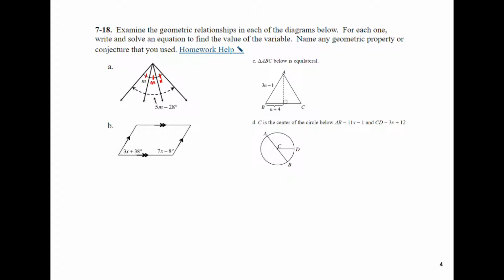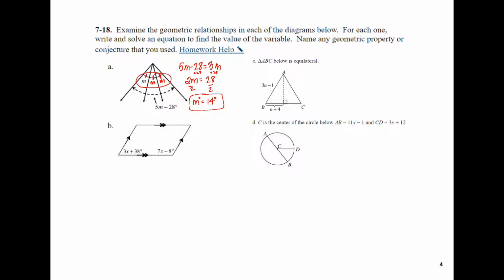So they must all equal m. We know that this larger arc equals 5m minus 28. So we can set 5m minus 28 equal to 3m to account for all of this arc. We can then use our inverse operations. So move the 28 by adding it, subtract your 3m, divide by 2, and we get the measure of angle M is equal to 14 degrees.